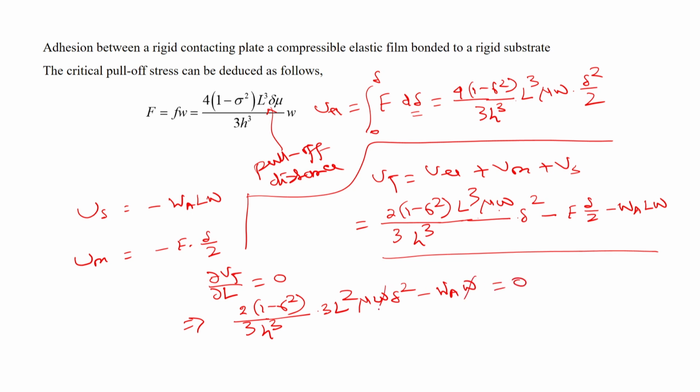So this I will first cancel, and the 3 gets cancelled over here, and then finally I have delta equal to the square root of W_A into h cube, over 2 into 1 minus sigma square, into mu, and L also has to be there. So L square, and this is the square root, I hope I have done it right. So W_A into h cube, and 2 into 1 minus sigma square, L square and mu in the denominator, all under the square root. So this should be the expression for delta.